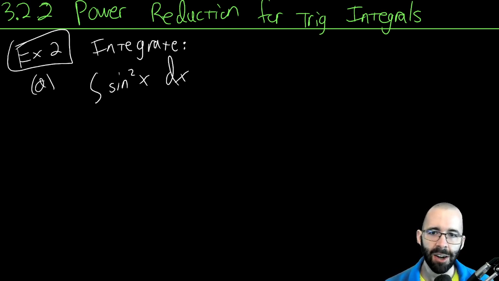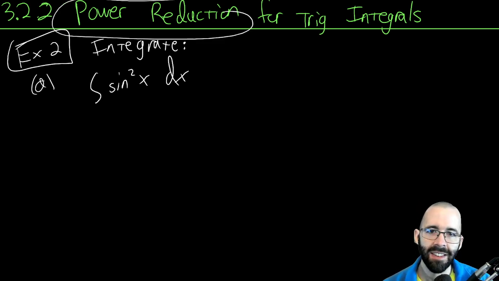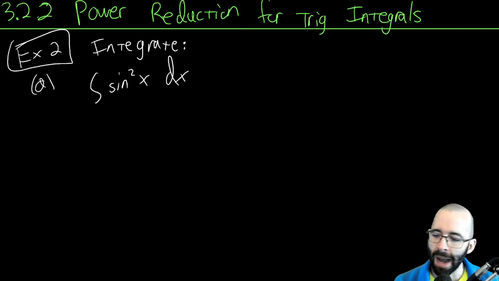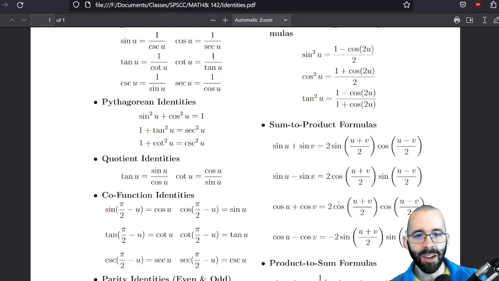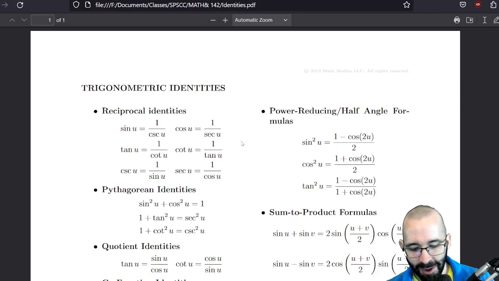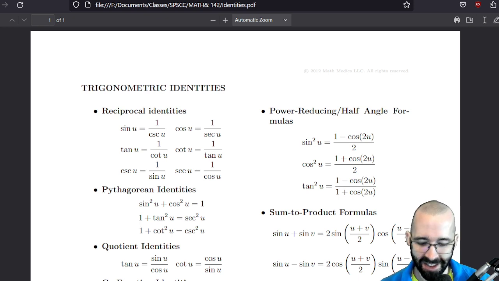Pythagorean identity is not going to help. 1 minus cosine squared is not a useful integral because then we have cosine squared and we don't know how to integrate that either. So you know what to do because I spoiled it for you. Power reduction formula. And you might be like, Jason, I don't remember a power reduction formula. That's fine. You know who does remember? The identities PDF from Math 142 remembers.